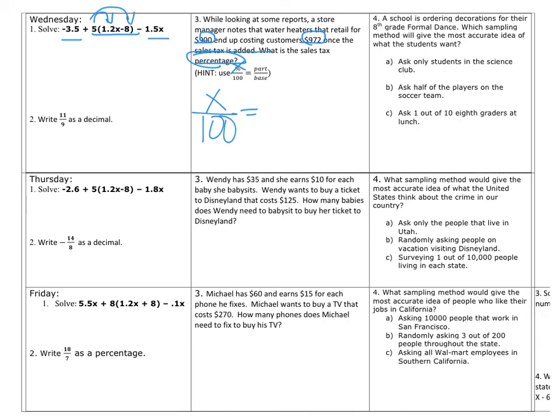Number 4 for all the days is just going to be review of probability and statistics. So just read the questions carefully and choose the sample method that is most accurate. Now let's look at number 3 for Thursday and Friday.